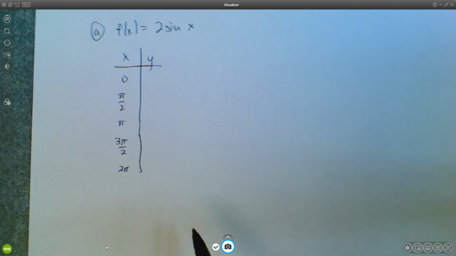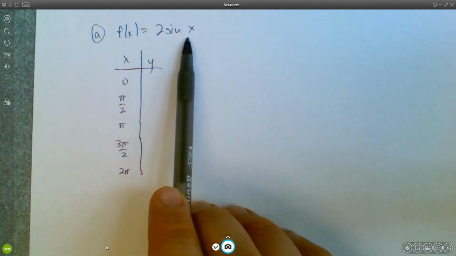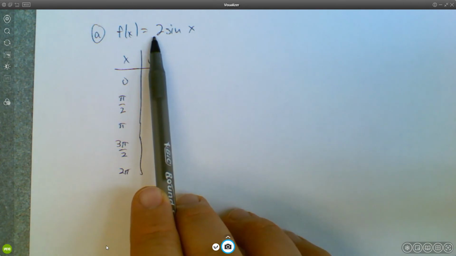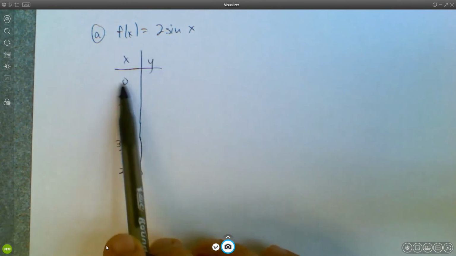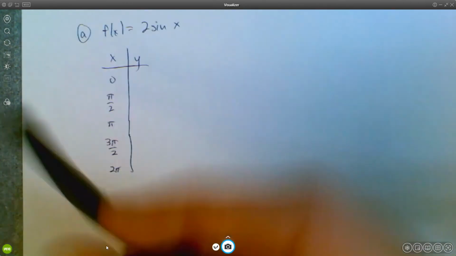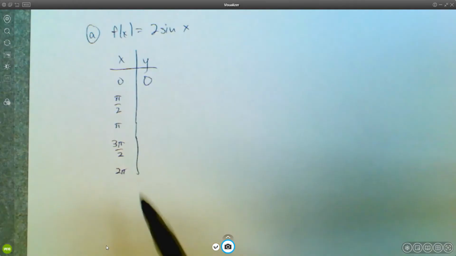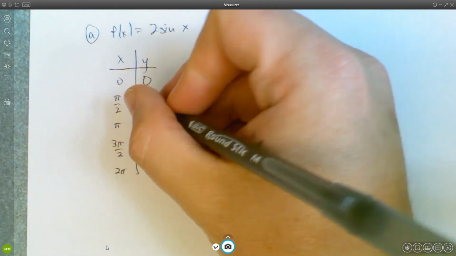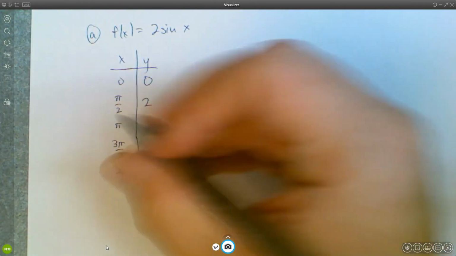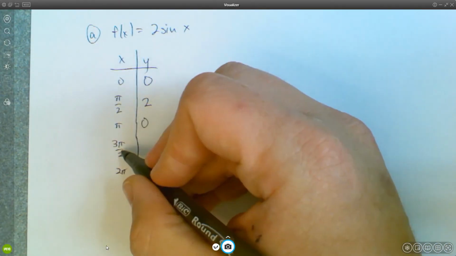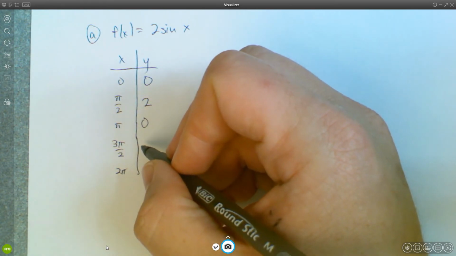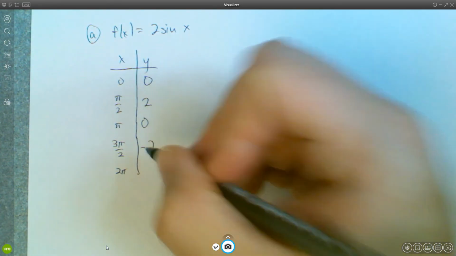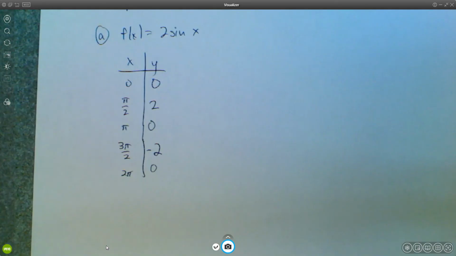What changes here is the output, right? Since we're dealing with 2 sine x, that means whatever sine x is, we have to double it, right? So when x is 0, sine x is 0, you double that and you still end up with 0, of course. But at pi over 2, sine of pi over 2 is 1, and 1 times 2 is 2, so you see that gets doubled. At pi, we're back at 0. At 3 pi over 2, we would normally be back down to -1, but because we've multiplied this by 2, we're actually going to go all the way down to -2. And then at 2 pi, we're back to 0.